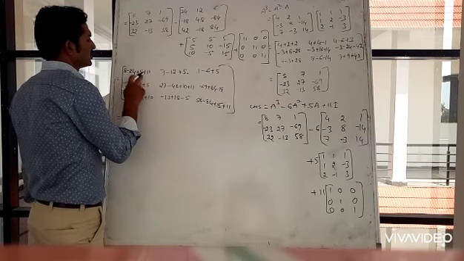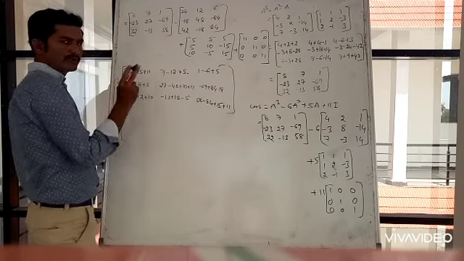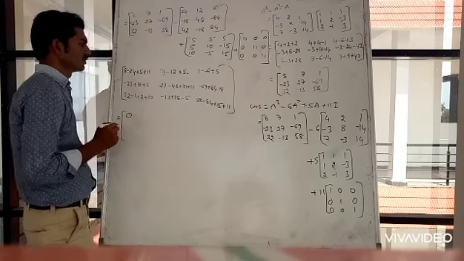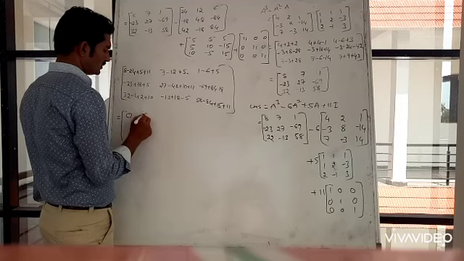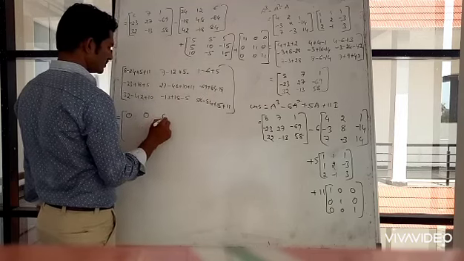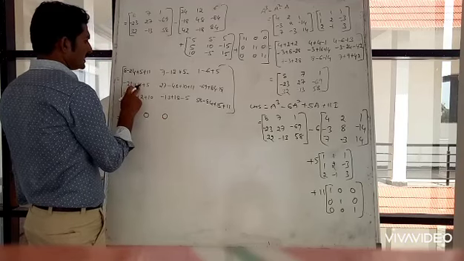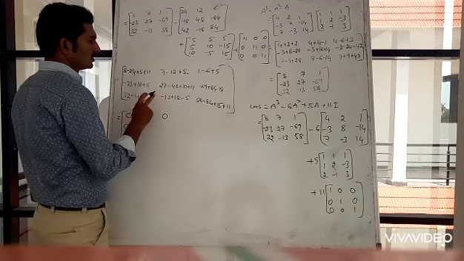11 plus 5 is 16, 16 plus 8 is 24, 24 minus 24 is 0. 5 plus 5 is 12, 12 minus 12 is 0. 5 plus 1 is 6, 6 minus 6 is 0. 18 plus 5 is 23, 23 minus 23 is 0.